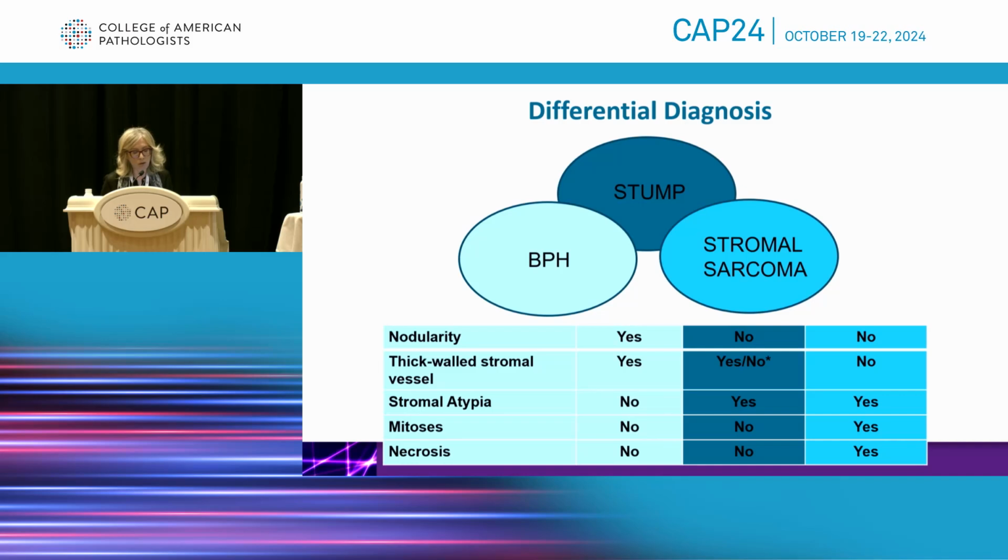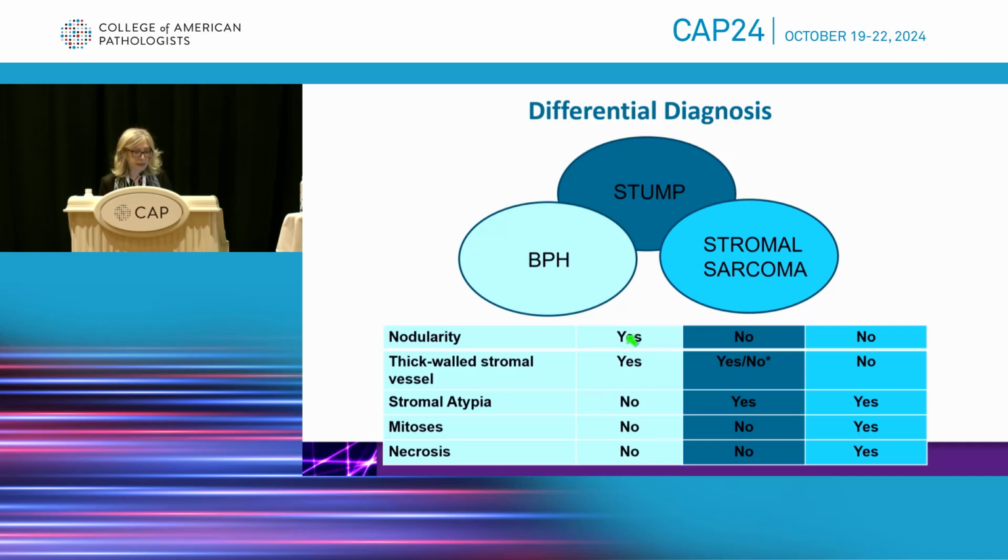And then here we go, we have our STUMP. So I thought this could be STUMP or BPH. Yes, both of them. I wasn't really sure. So how do we distinguish STUMP and BPH? I definitely didn't think it was a stromal sarcoma. There was not enough hypercellularity or necrosis for that matter.